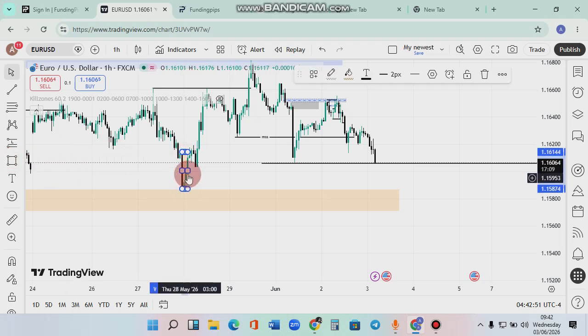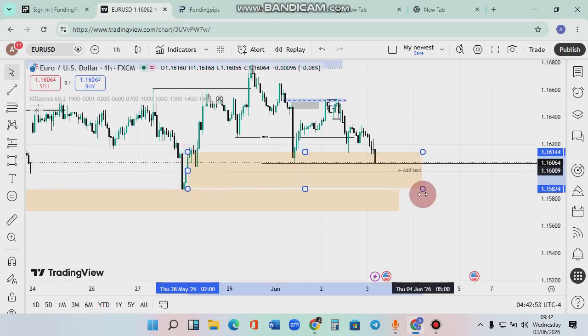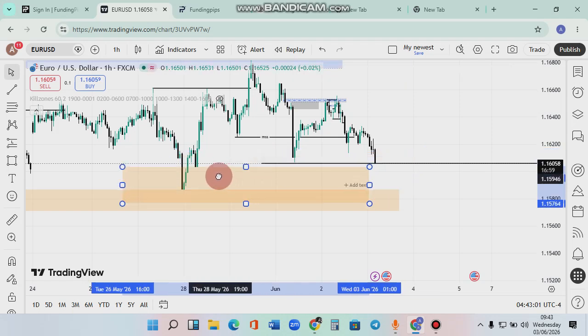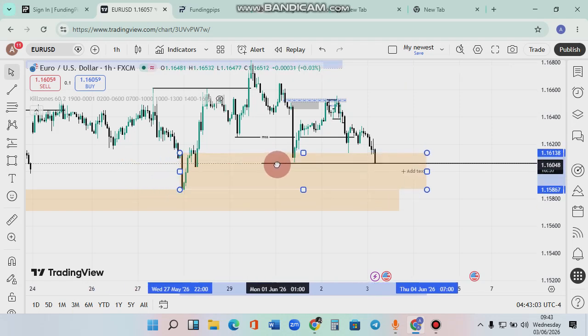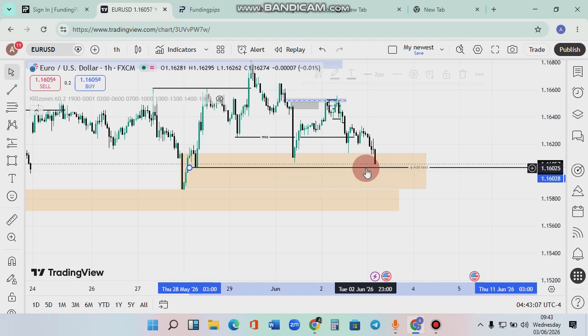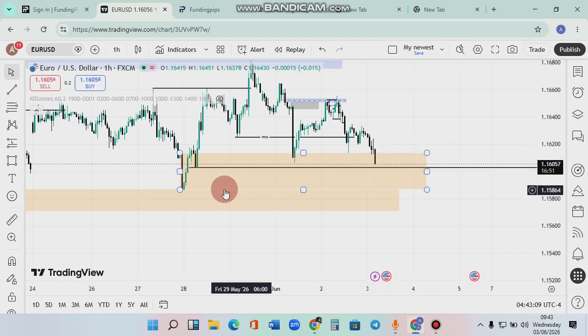Price is inside the order block, but let me tell you how Euro USD particularly behaves. It makes sure that it will penetrate deeper into this. As you can see, we have this order block here and we have this liquidity down here. So price might sweep this liquidity.